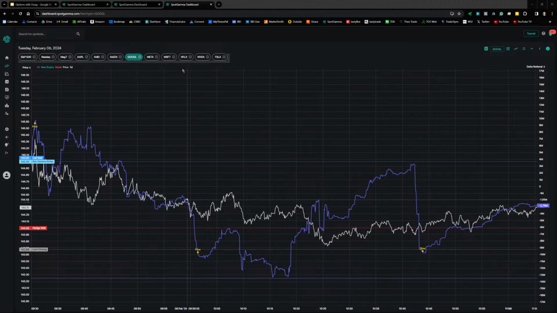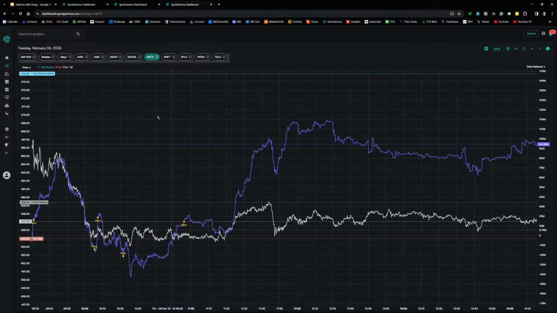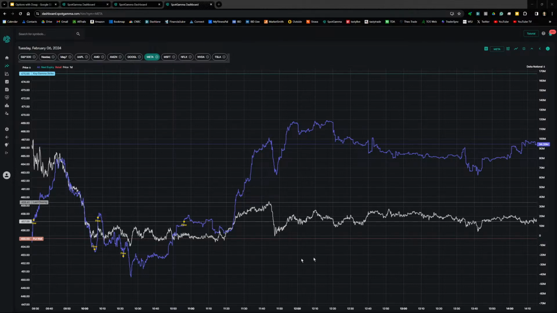And then finally, Meta. Note for Meta, 455 is the put wall. So in the morning, traders were taking negative delta positions. And then right around just before 10:30, at the put wall, they start taking positive delta positions. So they're looking for support at 455.